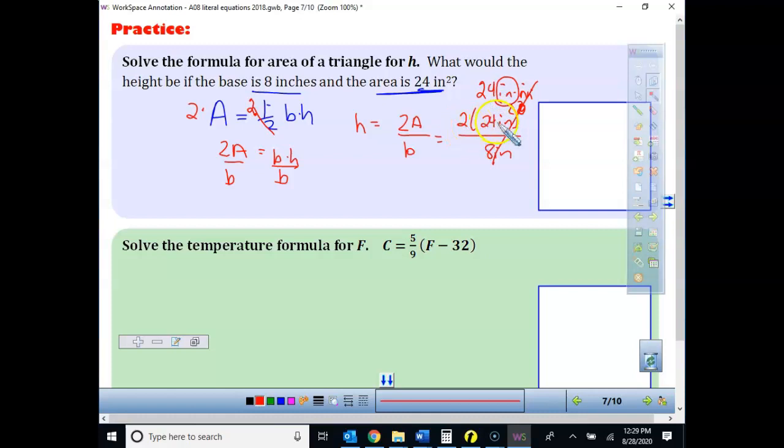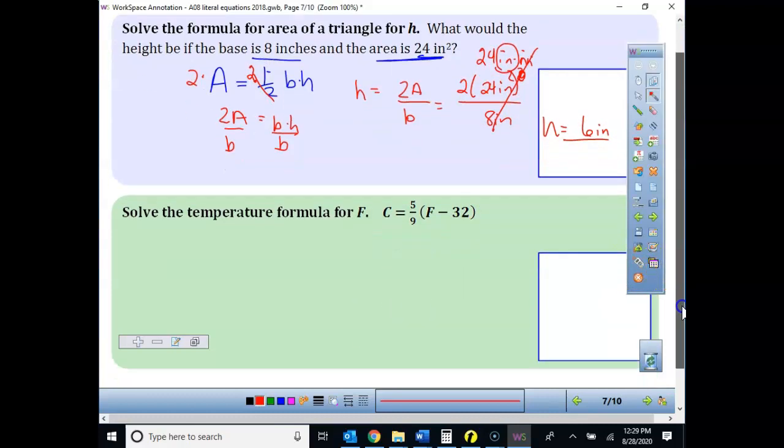I'm going to take 2 times 24 and I'm going to divide that by 8. When I take 2 times 24 and divide it by 8, I find that my height is going to be equal to 6 inches. 48 divided by 8. Again, could do that without your calculator.